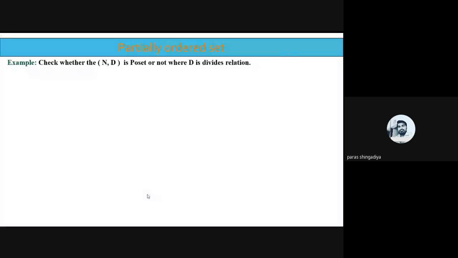Check whether (N, D) is a partially ordered set or not, where D is the divide relation. The set is the natural numbers N = {1, 2, 3, and so on}, and D is the divide relation. Here a D b means a divides b.